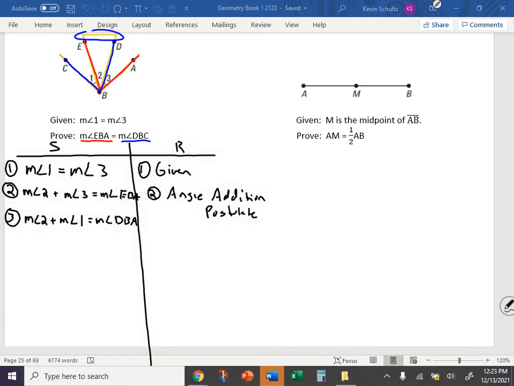What about DBC? The measure of angle 2 plus the measure of angle 1 equals DBC. And why is that? Blake? It's also the angle addition postulate, which you can abbreviate as AAP if you want. I'm going to do that just because of space here, and because it's the same reason that we have above.